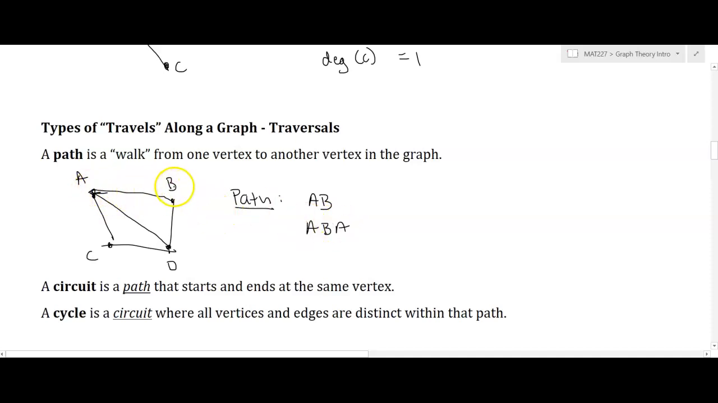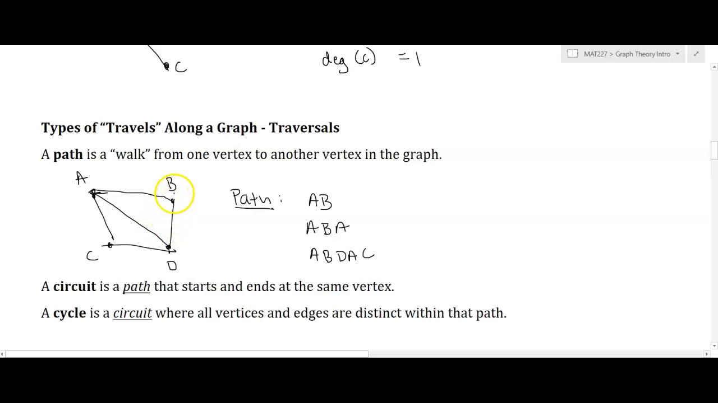We could go A, B, D, A, C. And we could do A, D, B, D, C, A. Essentially, there are infinitely many paths, because we could go A, B, A, B, A, B all day long. So there are really infinitely many paths that you could take in this network.